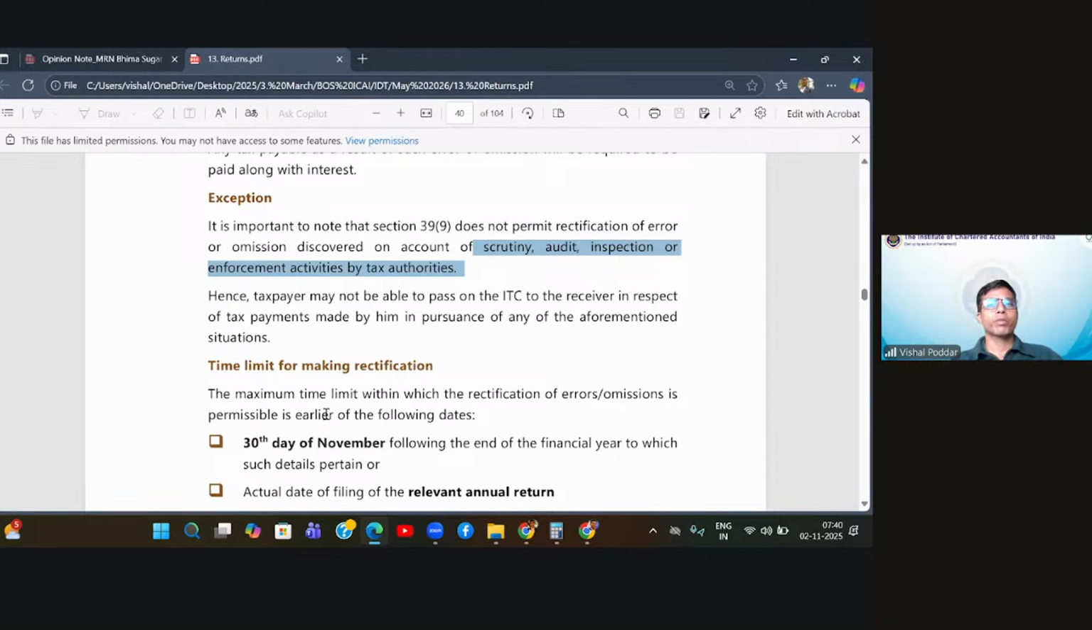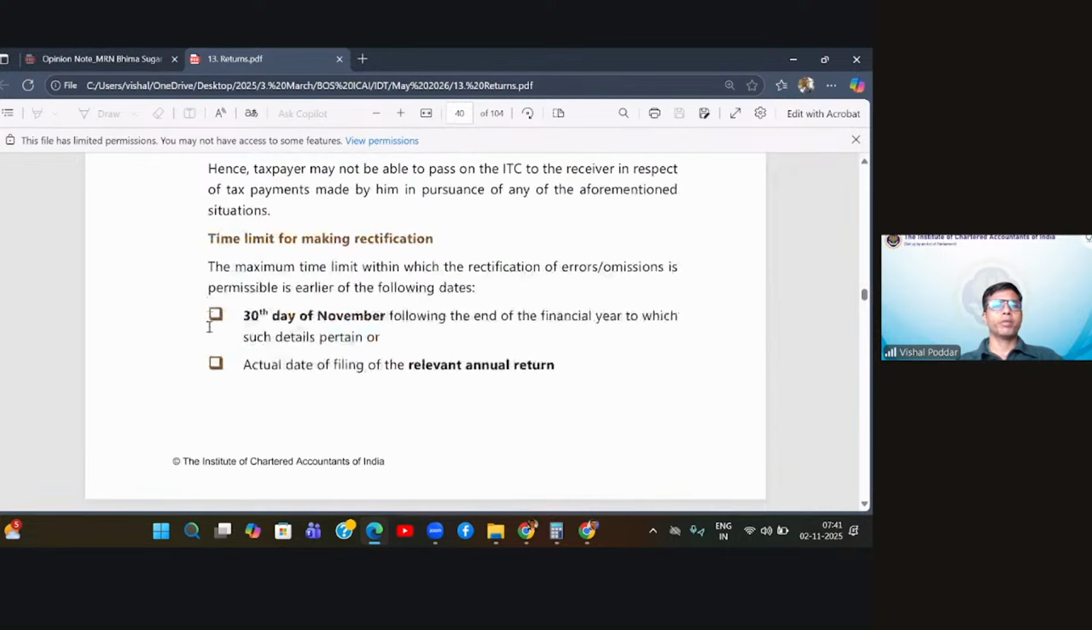So that is where you will be required to do it separately using the DRC03 mechanism. Hence, the taxpayer may not be able to pass on ITC to the receiver in respect of tax payments made by him in pursuance of any of the aforementioned situations.